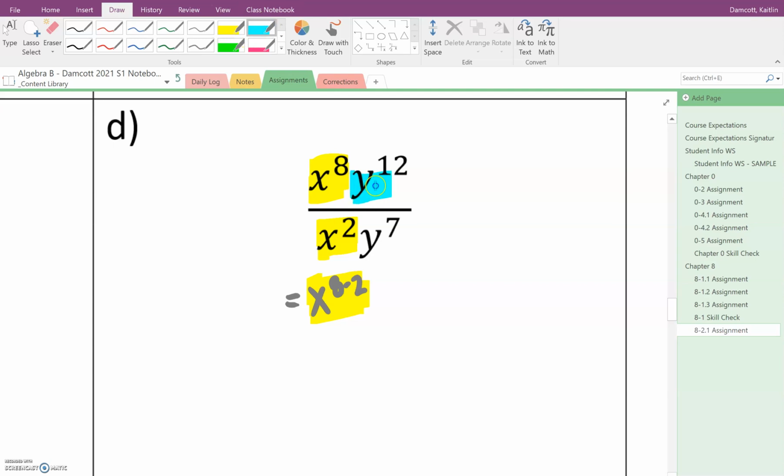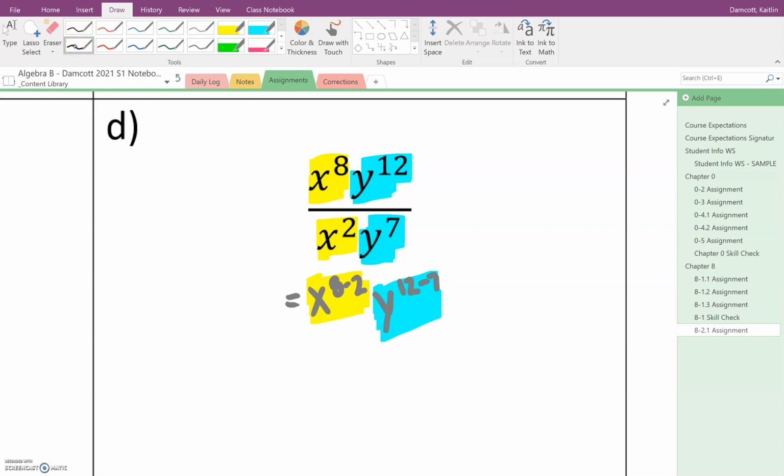Now next we'll look at the y to the 12th power and the y to the 7th power. We want to keep our y, and then because we're dividing powers here, we want to find the difference of the exponents. So 12 minus 7 is what we're thinking. So that goes with the blues.